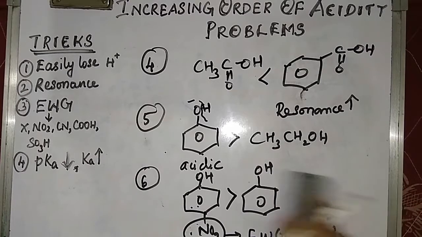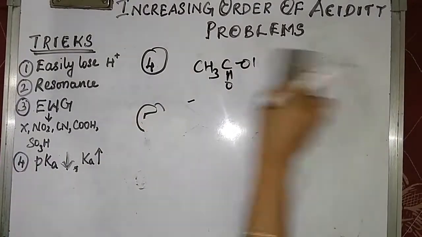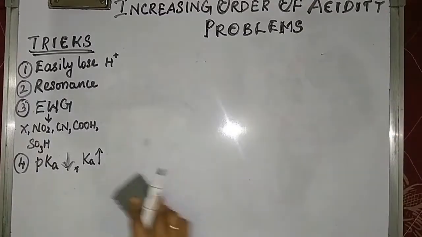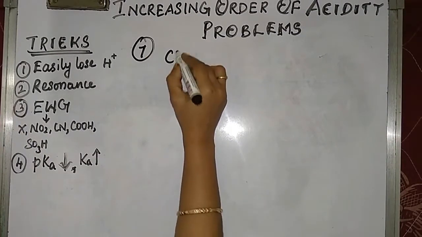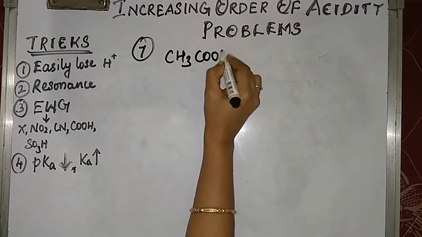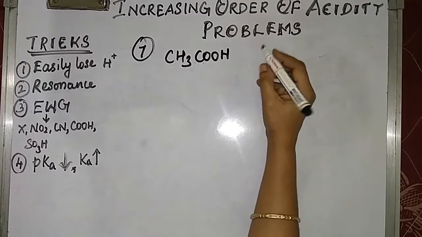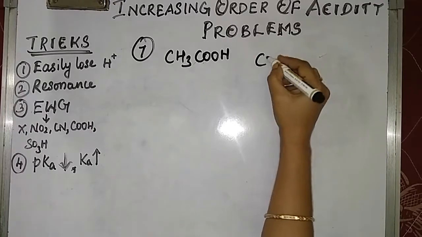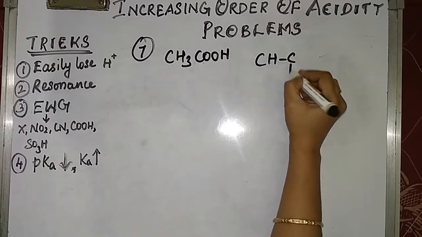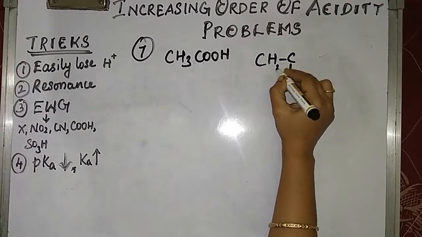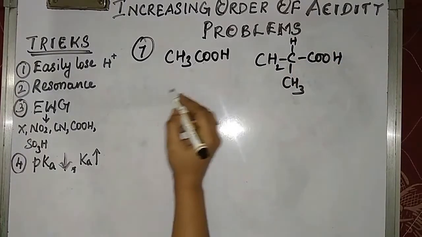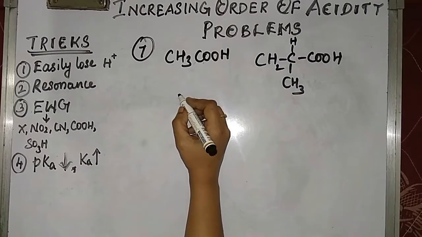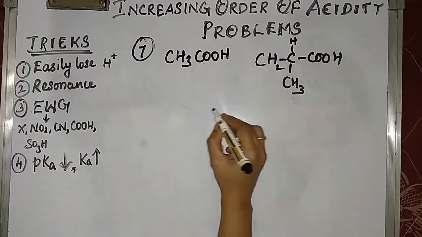And then the 7th one, acetic acid, CH3COOH, 2-methyl propanoic acid. See, propanoic acid, 2-methyl is there. And the third one, 2,2-dimethyl propanoic acid.